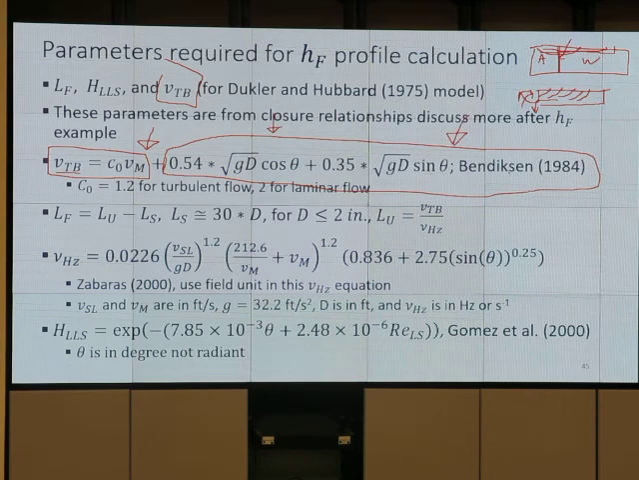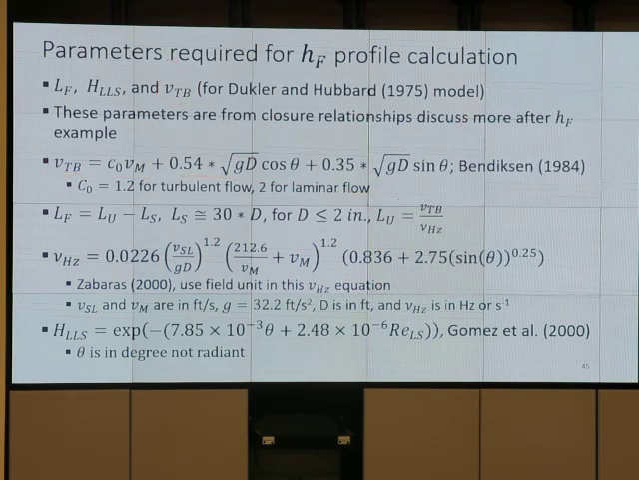Okay, this is from Bendiksen. If you look at it, it depends on angle. For horizontal, that term is gone, but we still have this term, 0.54 square root of gD. In this equation, 1.2 is for turbulent, 2 is for laminar. So this is one of the closure relationships. 109 is about closure relationships.